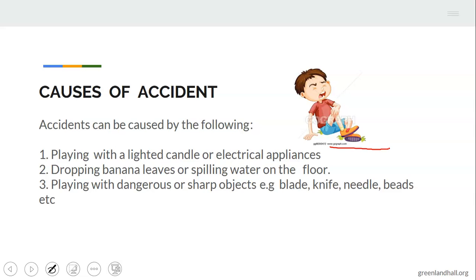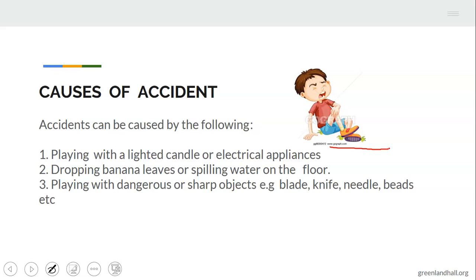Then playing with dangerous or sharp objects like blade, knife, needle. Some people, children, even play with beads, throw it in their mouths, and then playing with the bead in their mouth, before you know what's happening, they will swallow the bead. Wow! Swallow a bead. Some people swallow the pin. Children playing with pin, office pin, put it in their mouth and they are playing with it, and before you know it, they will swallow it. It's very, very dangerous. You don't play with sharp objects.